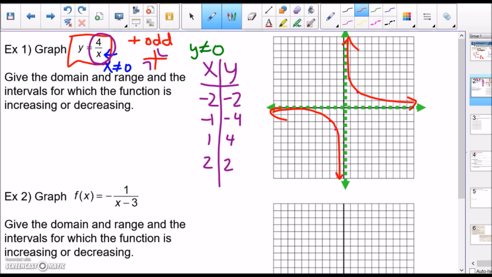Right there. There's my positive odd reciprocal function. Okay, give the domain and the range and the intervals where it's increasing, decreasing. Okay, domain.